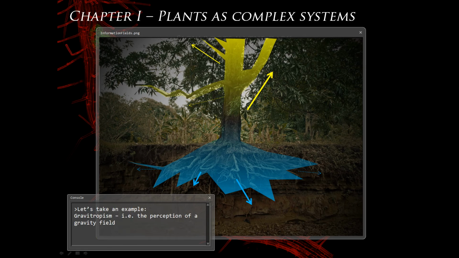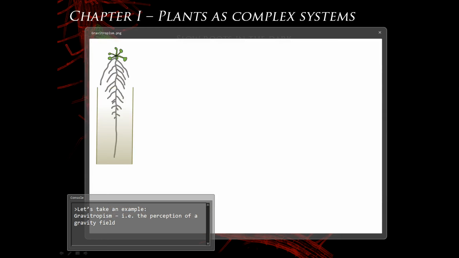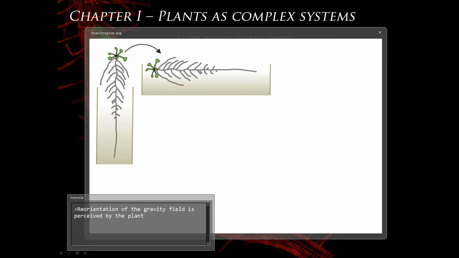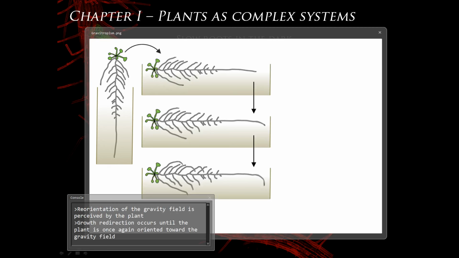So let's take an example to make it a bit more concrete, and let's talk a little bit about gravitropism, the perception of a gravity field. Now, gravity is a very abstract concept. You can't touch it, you can't smell it, you can't taste it, but it acts on you nonetheless, and it actually acts on plants as well. And plants do perceive gravity. If you take a plant and you put it sideways, what you'll see is that rather rapidly the plant will reorient its growth toward the new gravity vector. And what's interesting for us is to try and look at what's happening in a little bit more detail during this transition process.